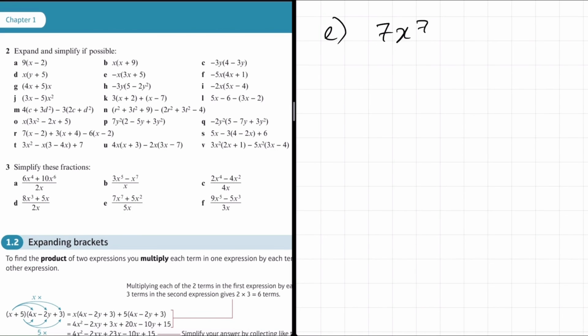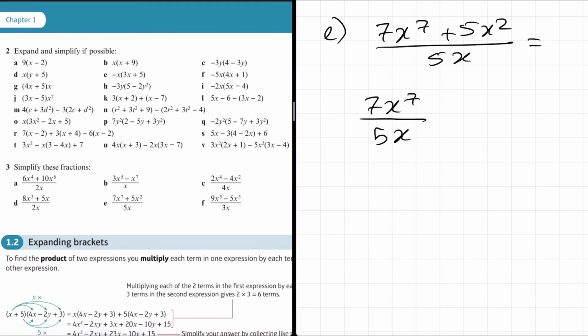7x to the power of 7 plus 5x squared over 5x equals 7x to the power of 7 divided by 5x plus 5x to the power of 2 divided by 5x. So 7 over 5, x to the power of 6 plus, and 5 divided by 5 is 1, x squared divided by x is x.